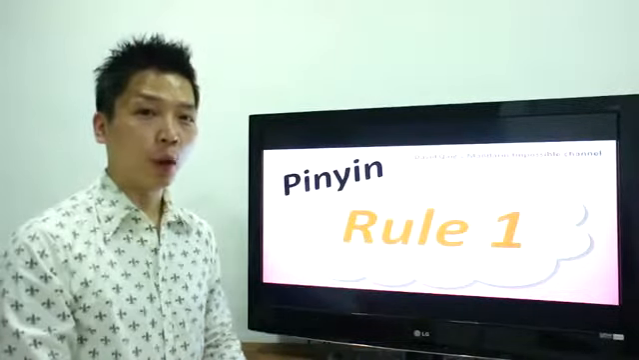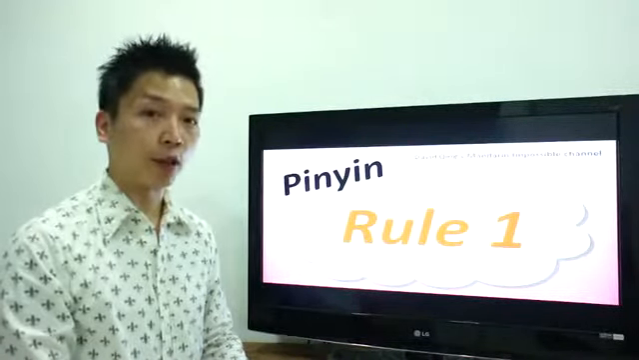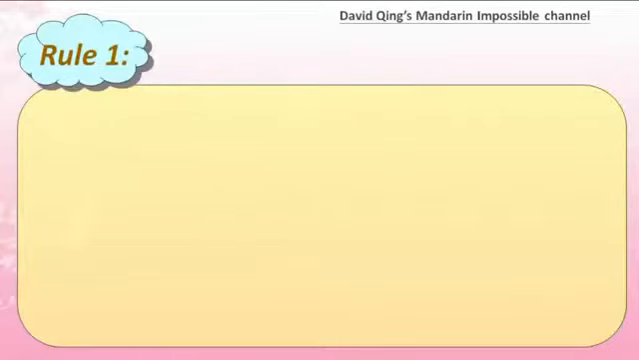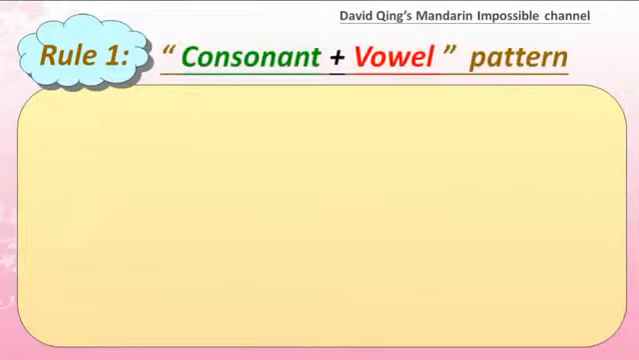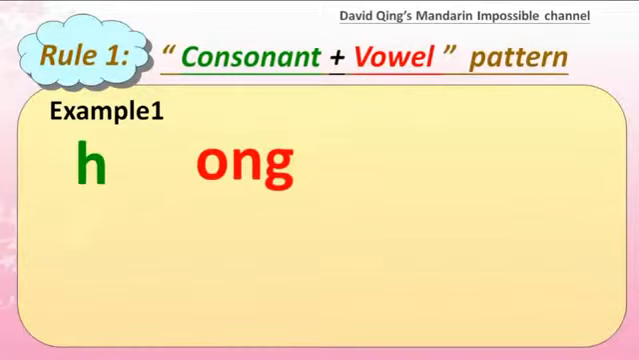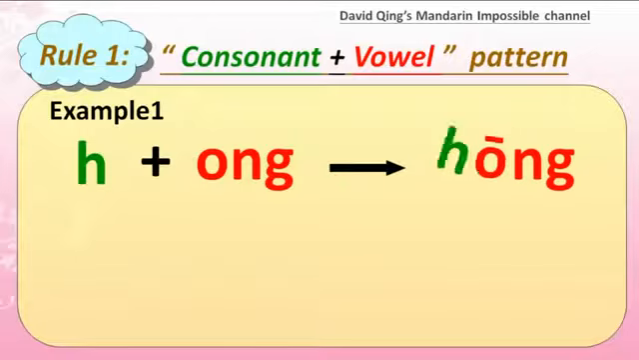Rule 1 gives you the most common way to represent the sounds of Mandarin Chinese characters. The most common and basic way to use pinyin to represent the sounds of Mandarin Chinese characters is the consonant plus vowel pattern. For example, the consonant symbol on the screen is pronounced he. The vowel symbol on the screen is pronounced on. So, if you combine the consonant he and the vowel on together and pronounce it with the first tone, it is pronounced hong. Hong.